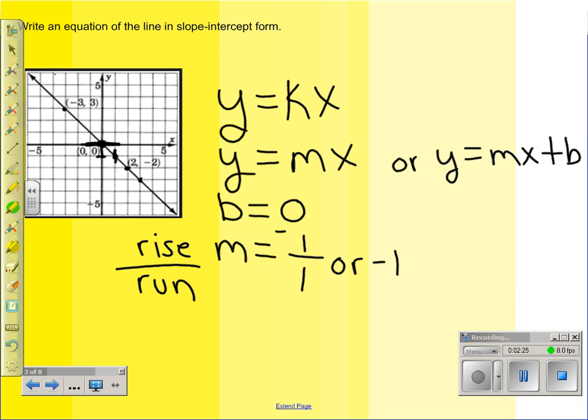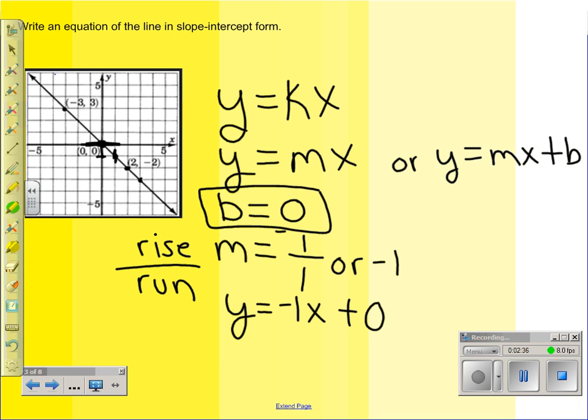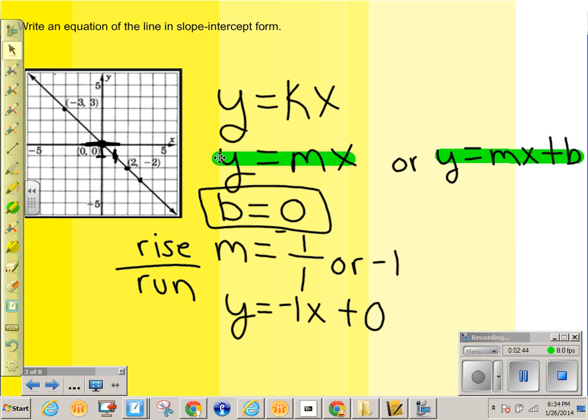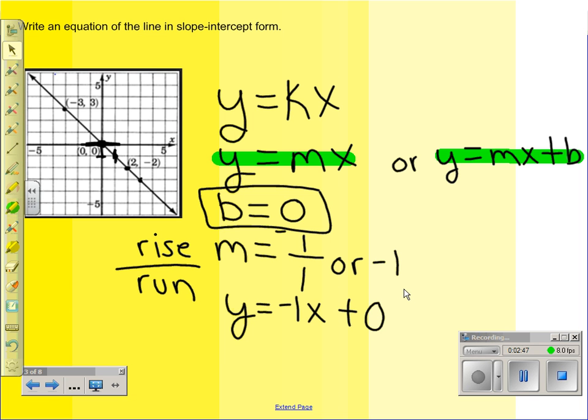Then to plug it back into the original equation, y equals m is -1x, and then our b term is 0. And so that's why we have this connection between y equals mx and y is equal to mx plus b. Because if I plug it into y equals mx plus b, which we did here, our b term is just a 0. So we simplify that down, and all we really need from this equation is y is equal to -x. That is our final answer in terms of writing the equation.